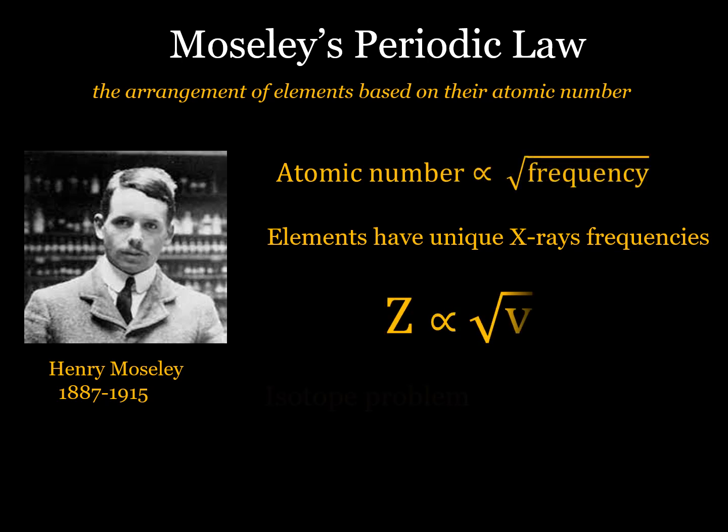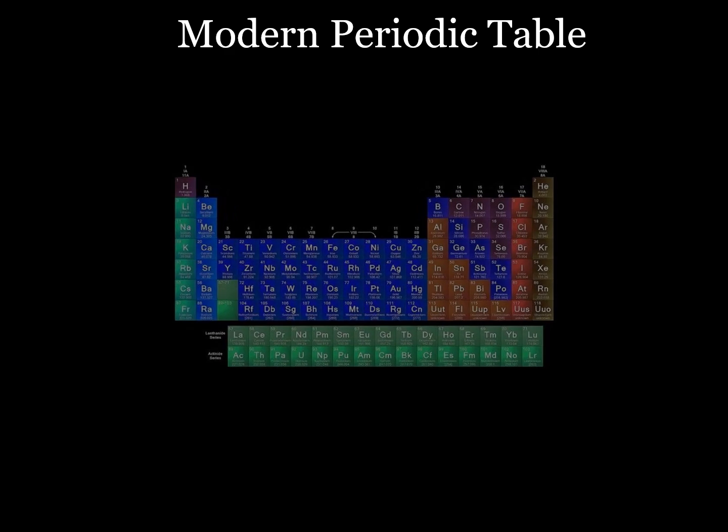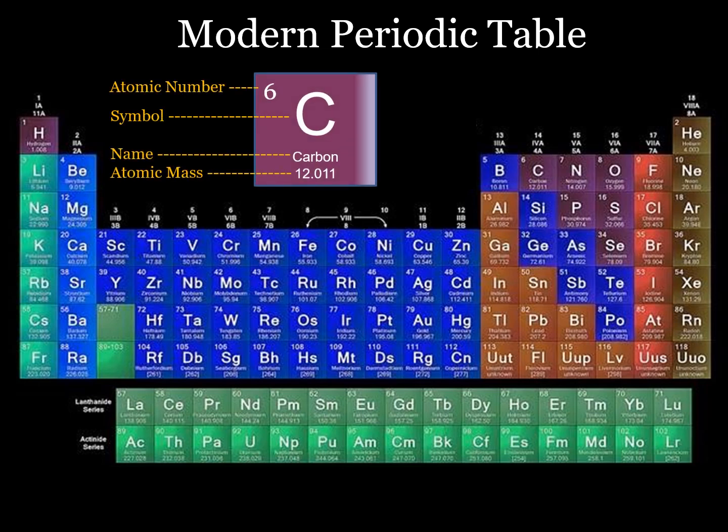This solved the isotope problem in Mendeleev's periodic table. Based on atomic masses, carbon-14 and nitrogen-14 should be located in the same position, but Moseley's law allowed them the correct positions. The modern periodic table follows Moseley's law, meaning that the elements in the modern periodic table are arranged according to their atomic numbers. All the rows and columns in the table are filled with elements. It is all completed, unless someday a period 8 or greater element is discovered or synthesized.